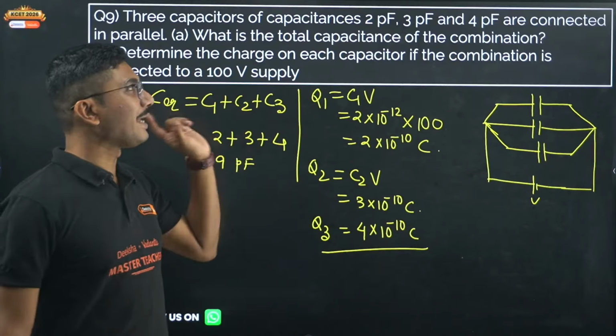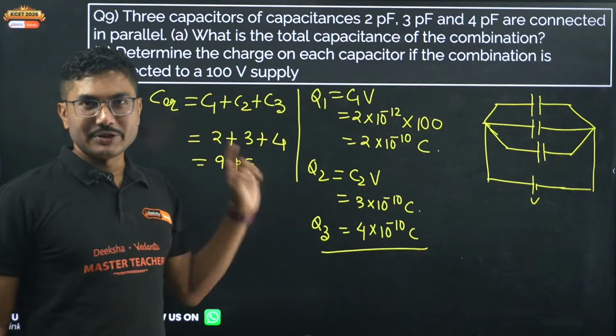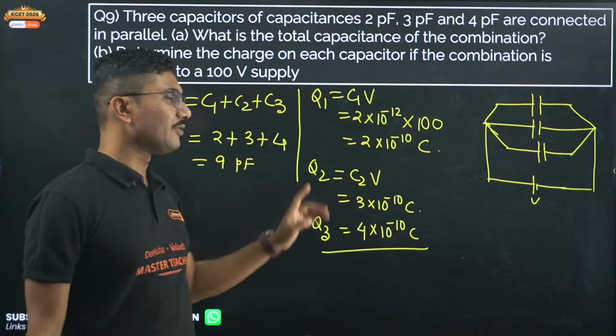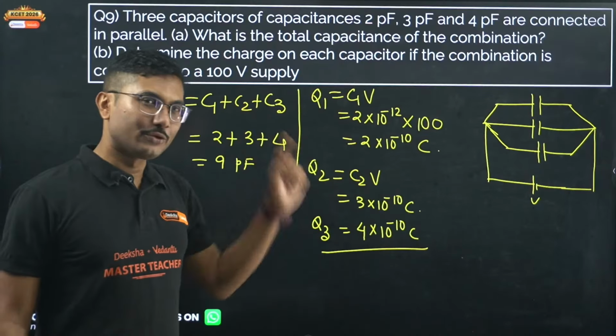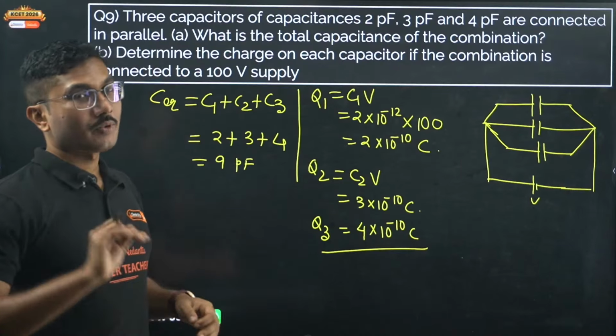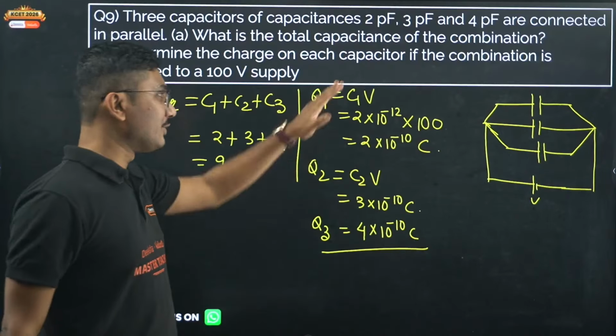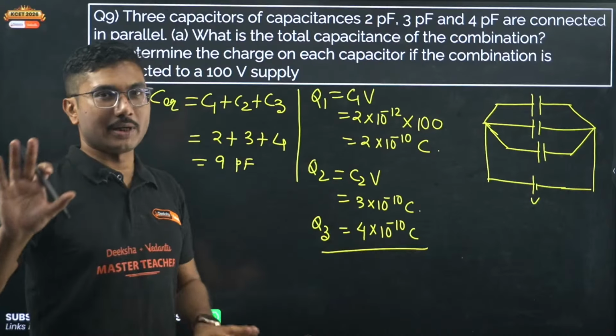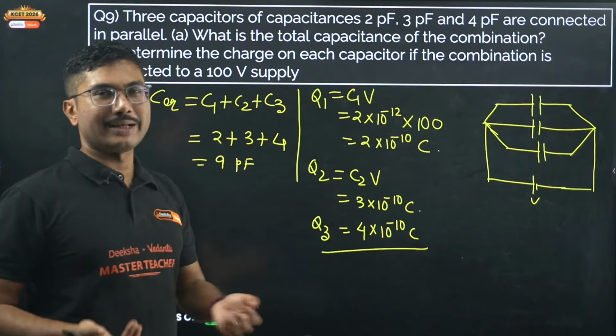So don't make these small mistakes. These are very, very fatal. If you make a similar mistake in your exam, marks will be gone. If you just answer 200, 300, 400, you will get 0 marks. You will say, sir, I just wrote the unit wrong.